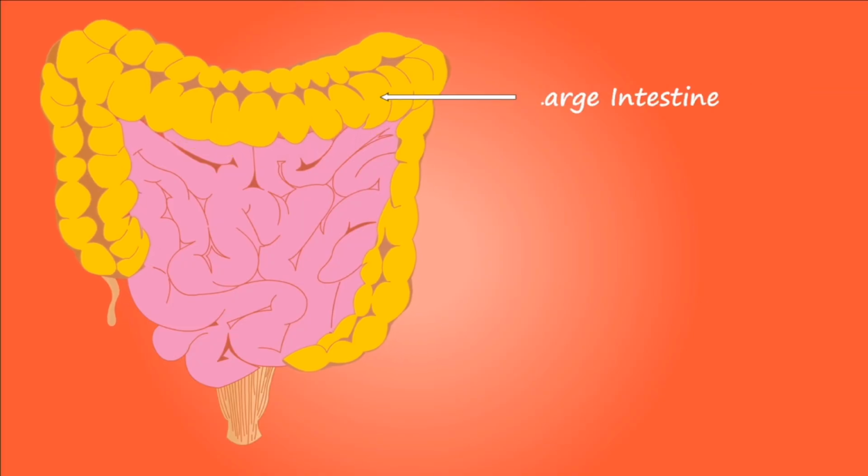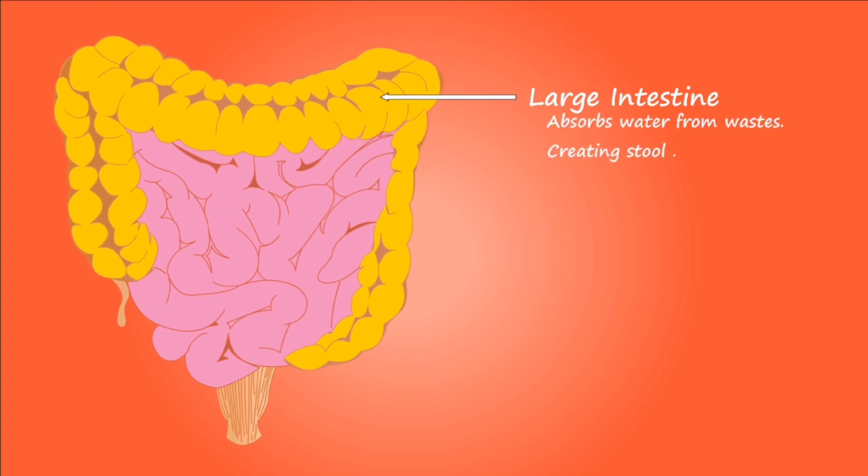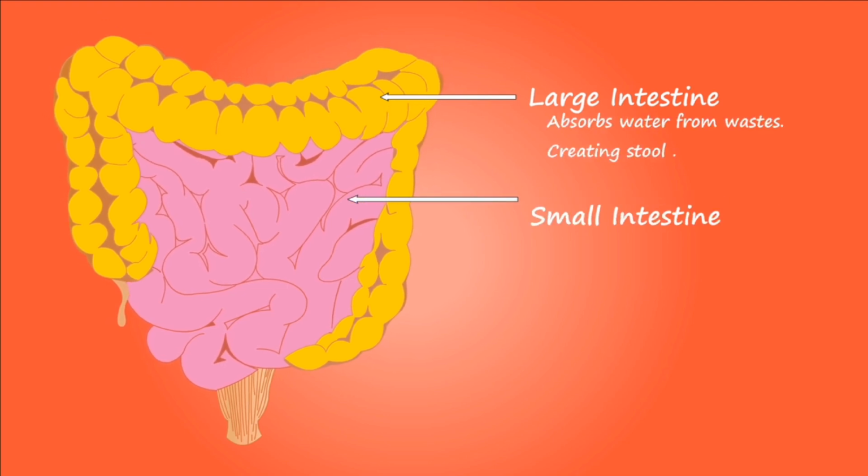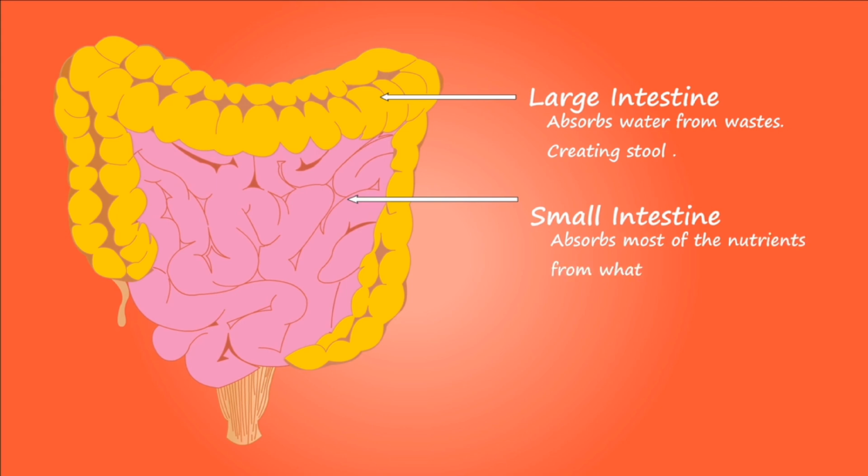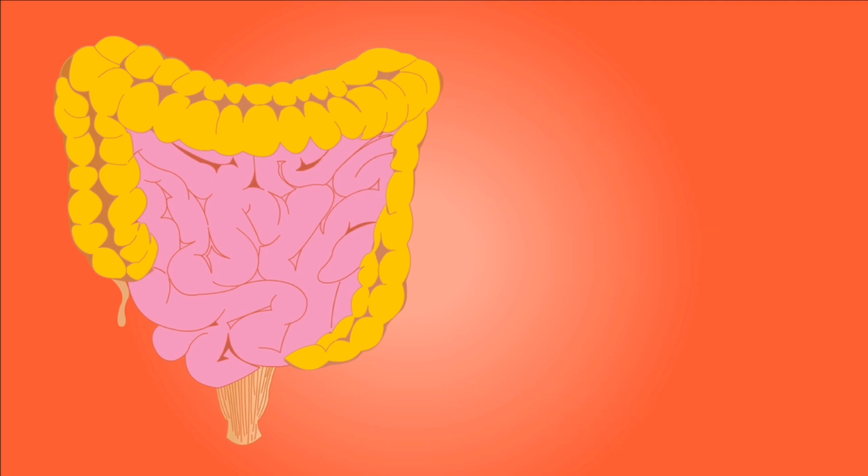Intestine. The intestine is a muscular tube which extends from the lower end of your stomach to your anus, the lower opening of the digestive tract. It is also called the bowel or bowels.